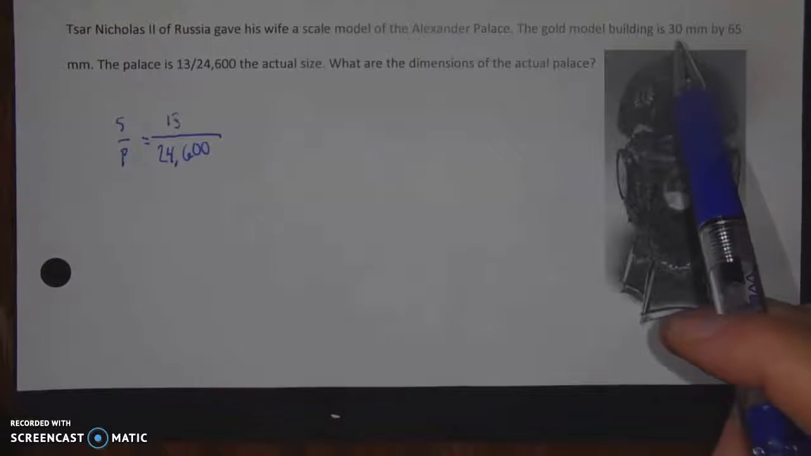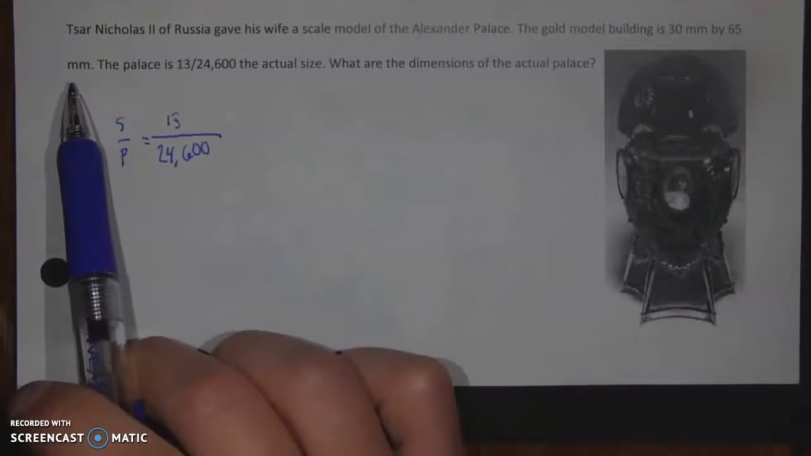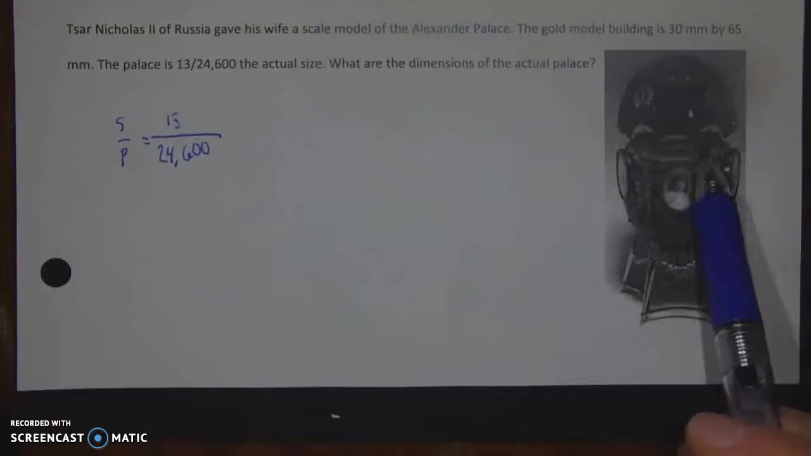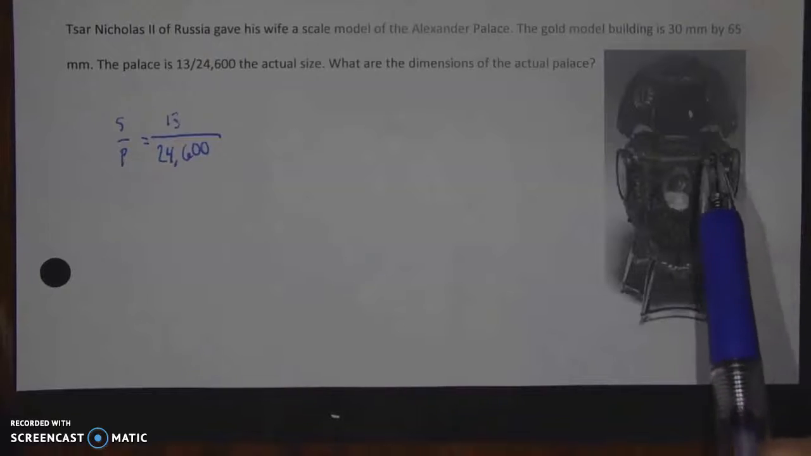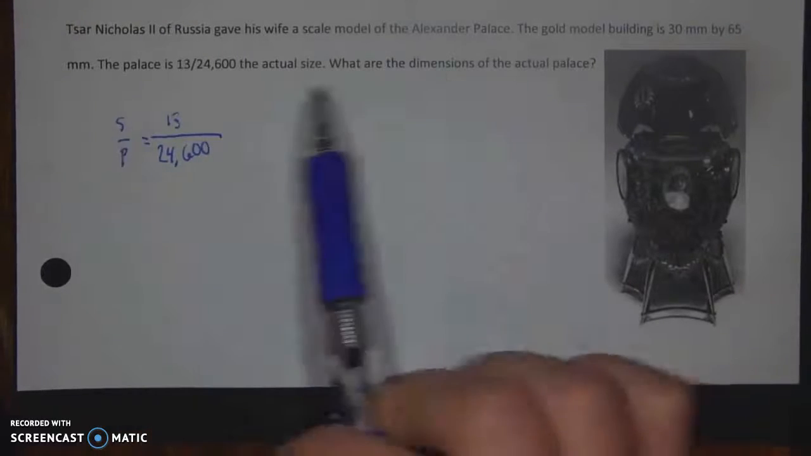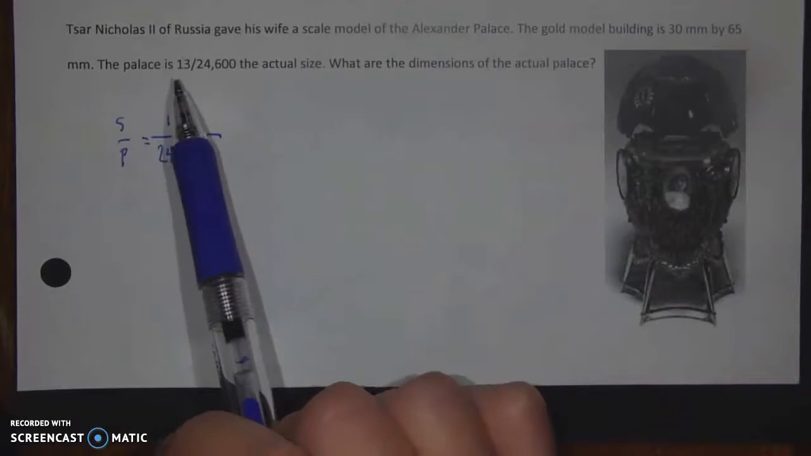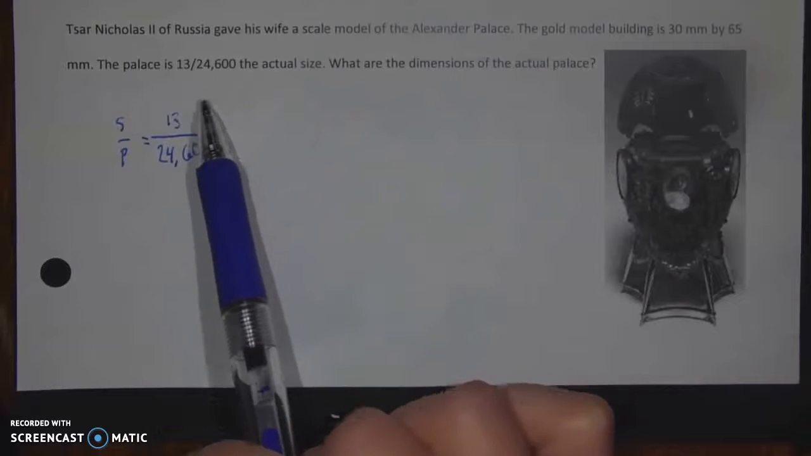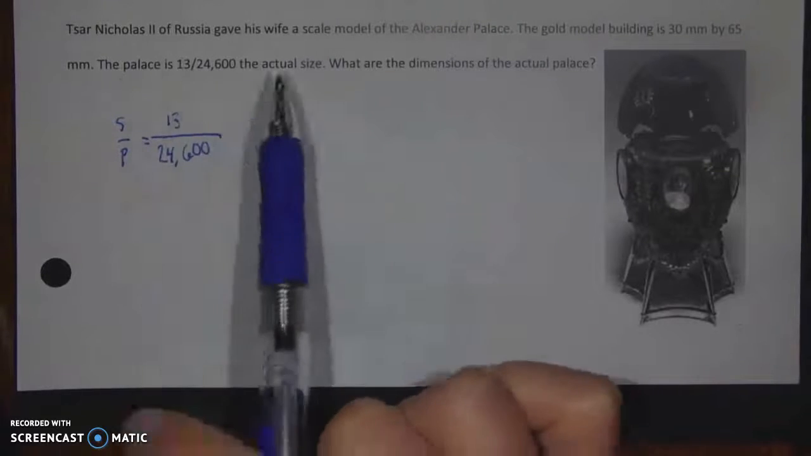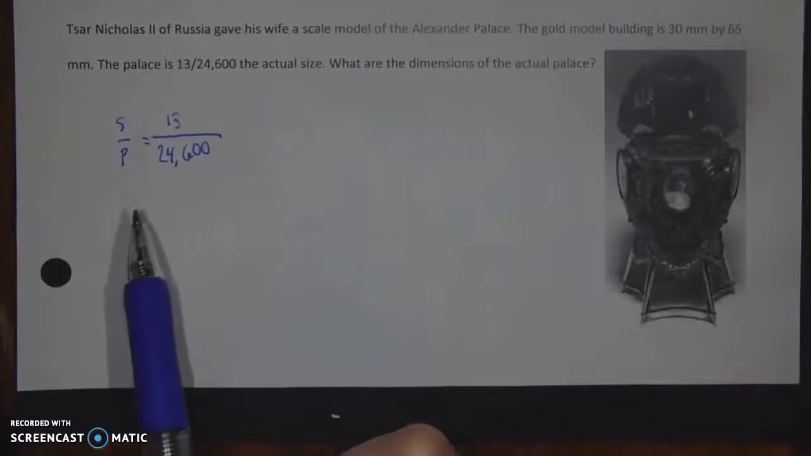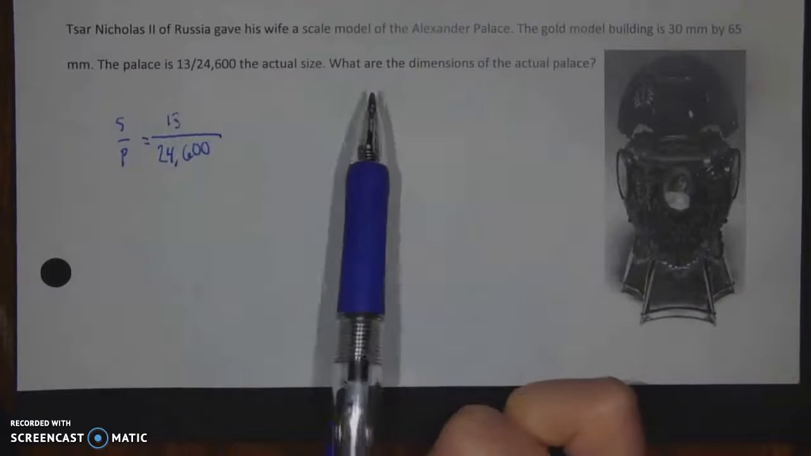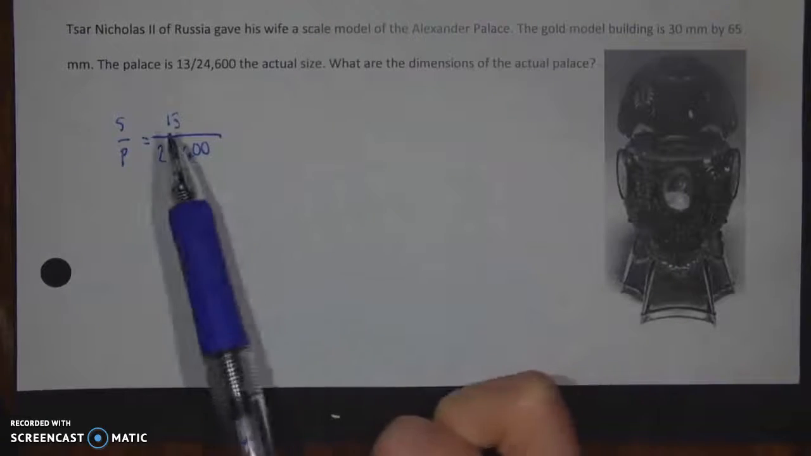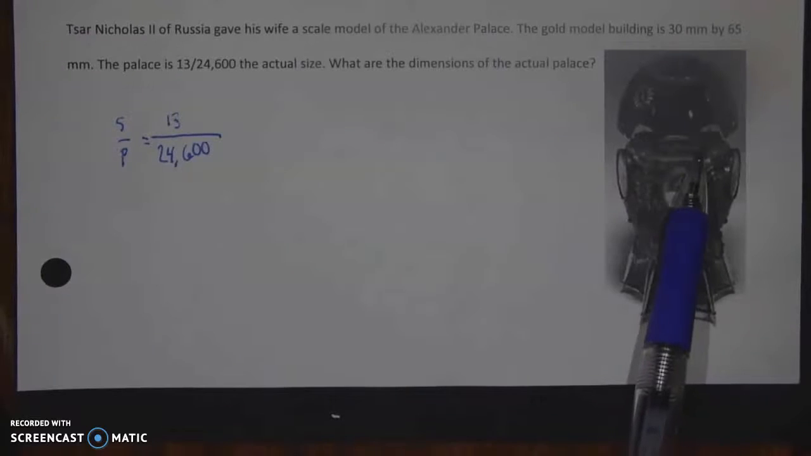So that means that this 30 millimeter by 65 millimeter little palace, you might want to look up a picture of this. It's just really pretty, and this one's not really coming through, is just like the actual one. And they made it to a scale of 13 over 24,600, if this question can be believed, which maybe you could fact check that a little bit. If this is true, we can find the dimensions of the actual palace using only this little picture.